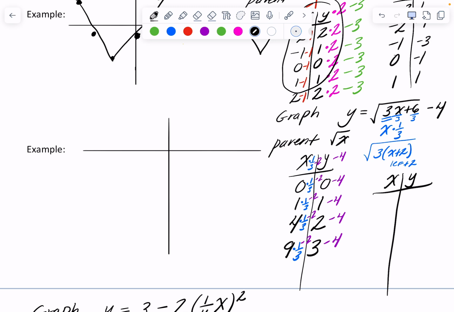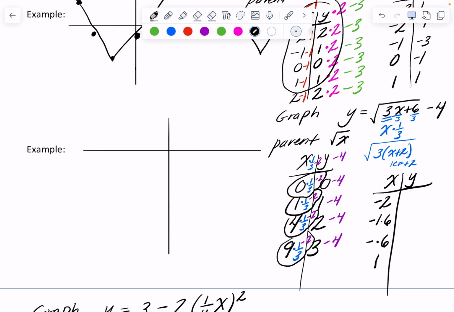0 times 1/3, so I'm doing this right here. 0 times 1/3 is 0, minus 2 is negative 2. 1 times 1/3, I don't personally even want fractions for graphing. So 1/3, I'm going to do it on my calculator, minus 2 is negative 1.6. 4/3 minus 2 is negative 0.6. Isn't that 3 minus 2 is 1? Unless I'm crazy. Isn't 9 times 1/3 3? 3 minus 2 is 1.